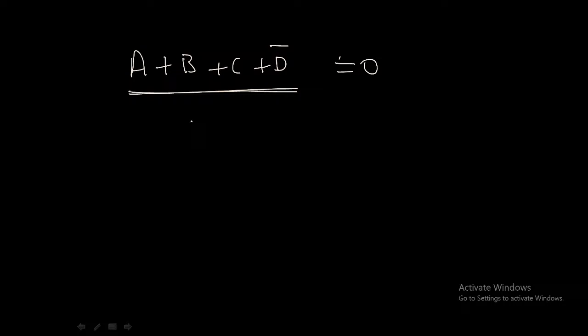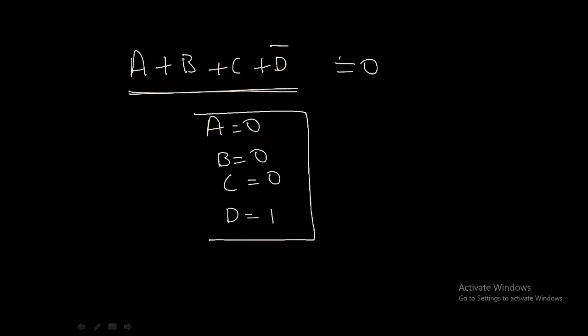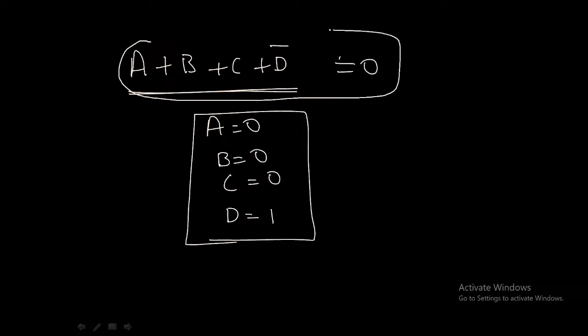That is, A is equal to 0, B is equal to 0, C is equal to 0 and D is equal to 1. So only for this particular combination, this particular max term will be equal to 0. Only for one combination of A, B, C and D, this max term will be equal to 0. No other combination is possible. Suppose if A is equal to 1, then this particular max term cannot be 0. So that is what it is said.